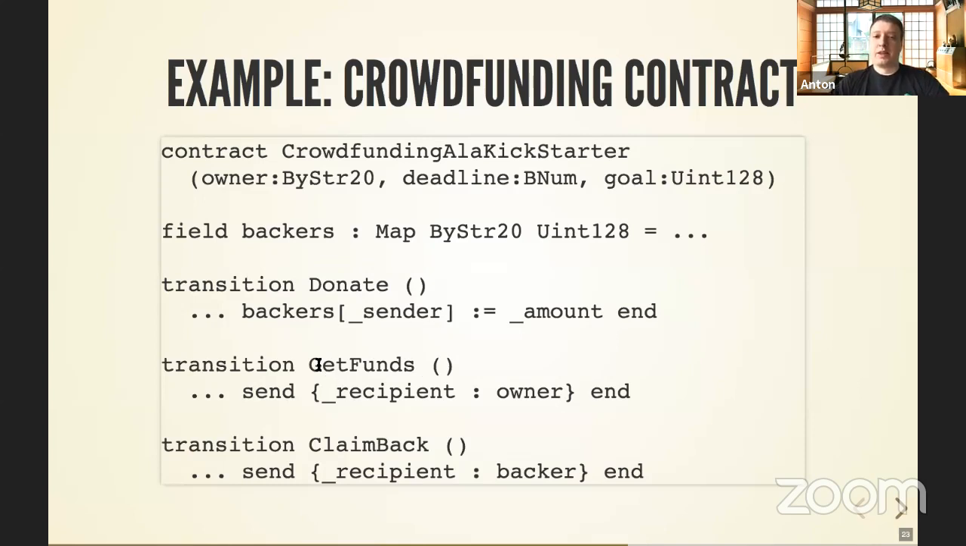Now we have the so-called get funds transition, which lets the owner of the contract withdraw money. We also have some preconditions, like it must be past the deadline and the goal must be met. Otherwise they're not allowed to withdraw money. And this send statement, I skipped a bunch of message fields from here, lets the owner be the recipient, and the amount will be all the money accumulated in the contract.